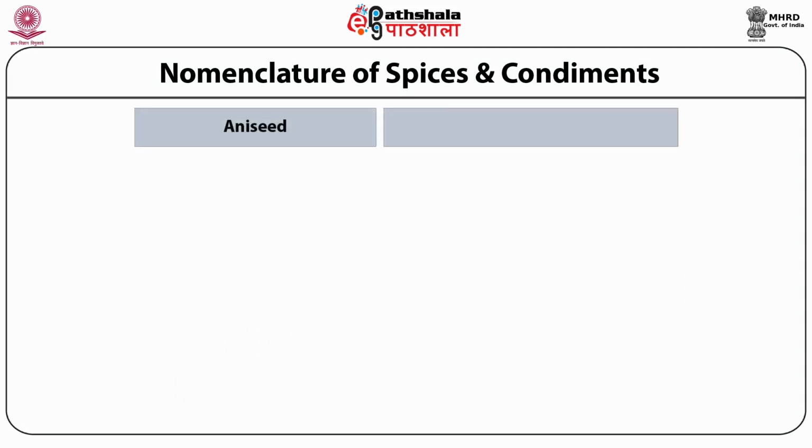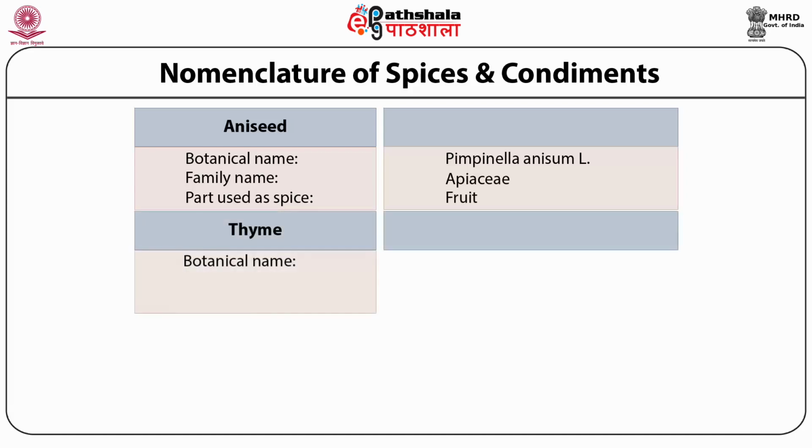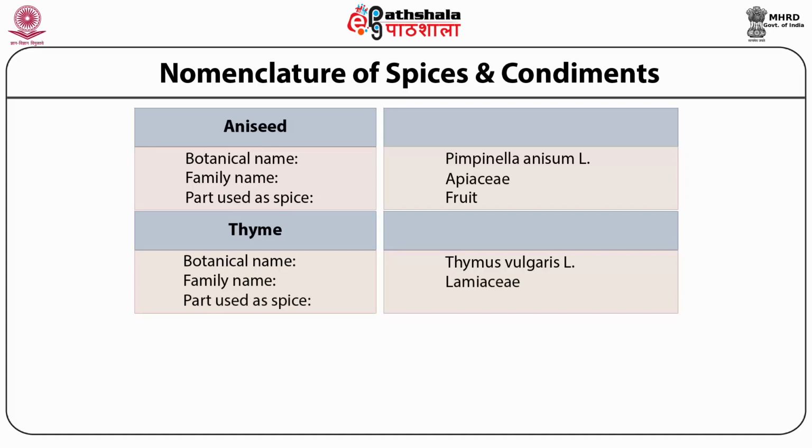Aniseed. It's botanically called as Pimpinella anisum L. It belongs to the family Apiaceae. The part of the plant used as spice is the fruit. Thyme. It's botanically called as Thymus vulgaris L. It belongs to the family Lamiaceae. The part of the plant used as spice is the leaf.